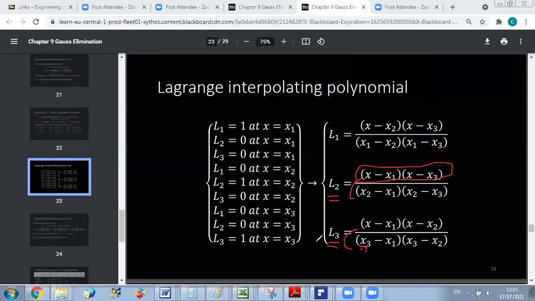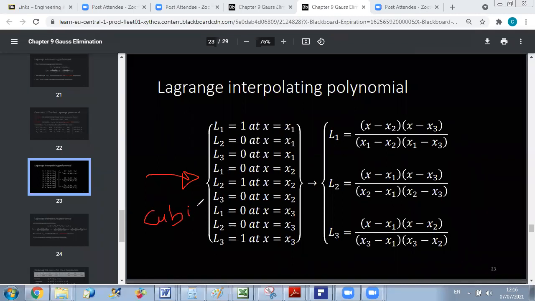So now you can generalize this result. This is for the quadratic interpolating Lagrange polynomial. Now if I want to do a cubic fit, what should I do? Who will tell me what will be L1 for a cubic interpolating Lagrange operator?